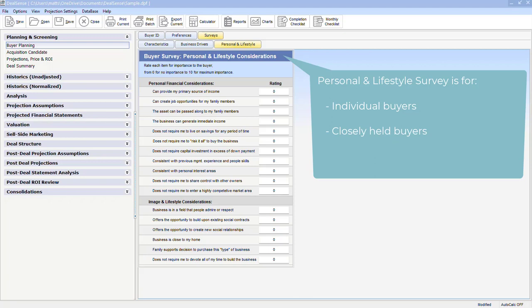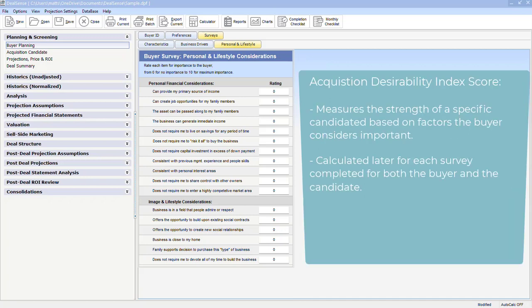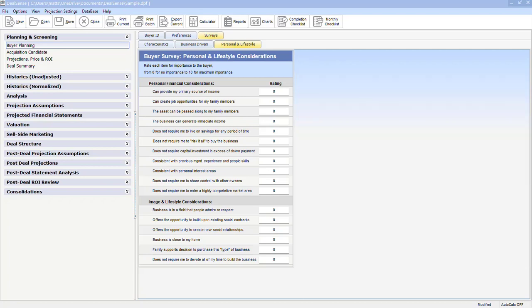The third survey, personal and lifestyle considerations, is intended for the individual or closely held buyer. Later in the program, each of these factors can be rated against a given acquisition candidate's ability or strength in each of these factors to reach an acquisition desirability index score that's useful for comparing multiple different opportunities. Completing the surveys concludes the acquisition planning. Now we can move on to a review of the acquisition candidate.